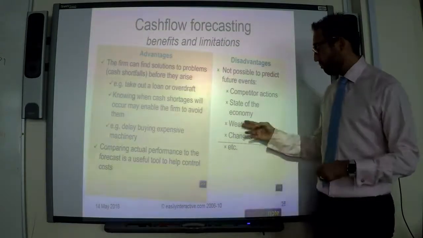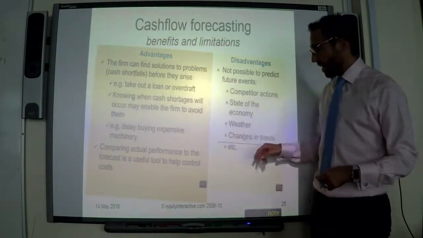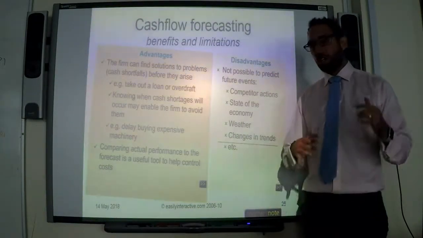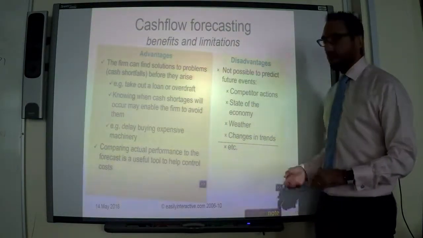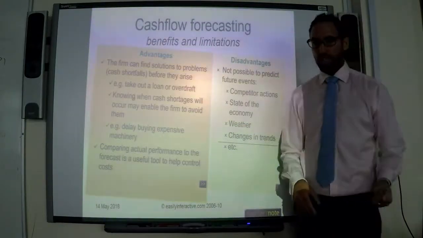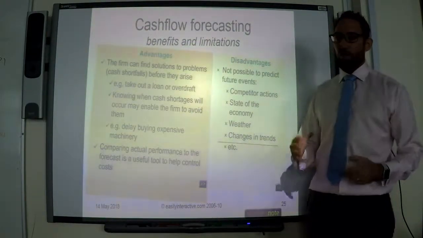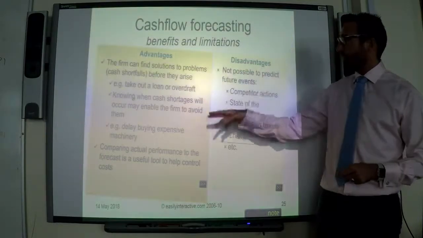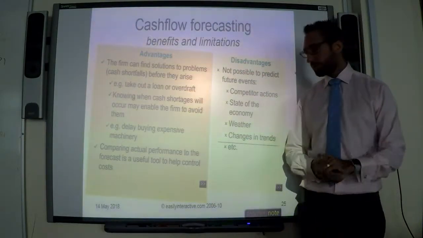We cannot predict this. Bad weather could cause it. Maybe a change in trend. Maybe people stop buying our product. You cannot predict these things. Nobody predicted the financial recession in 2008. Nobody predicted the blockade of Qatar. You cannot predict everything. So maybe our cash flow forecast might be wrong.